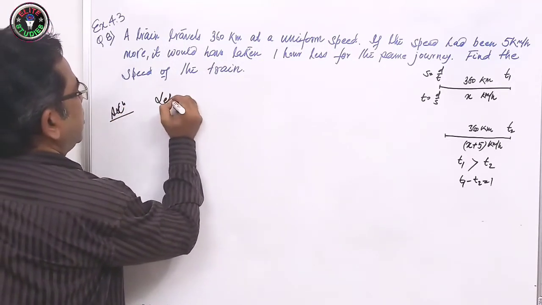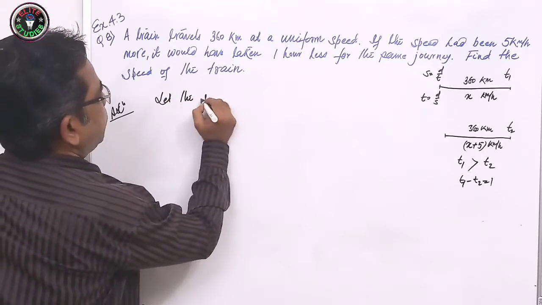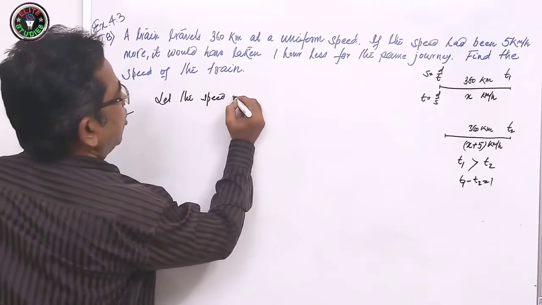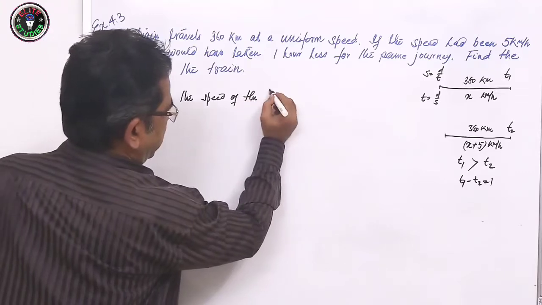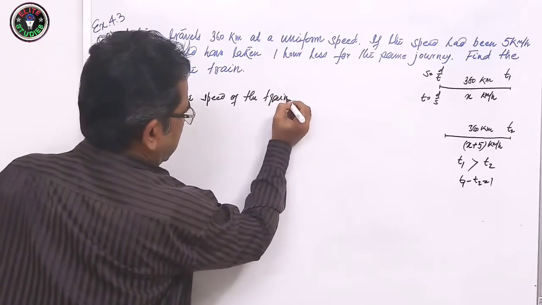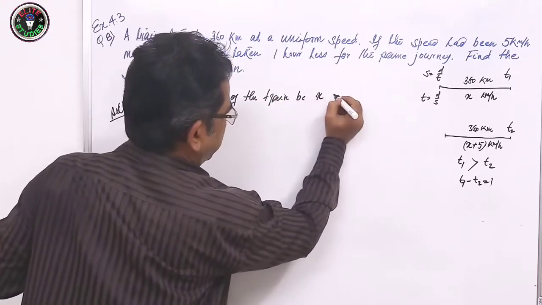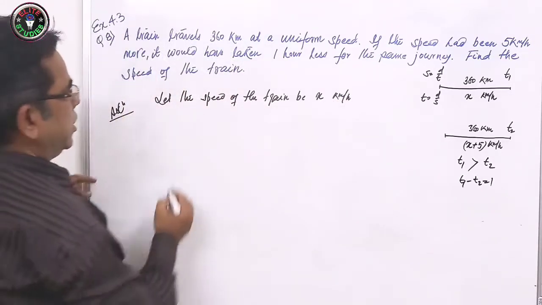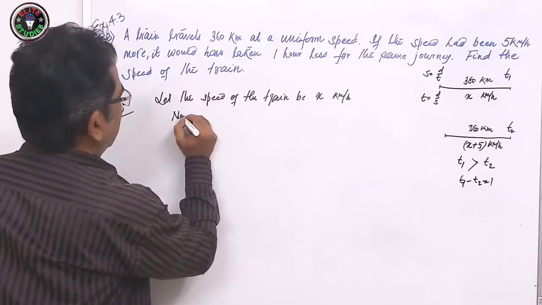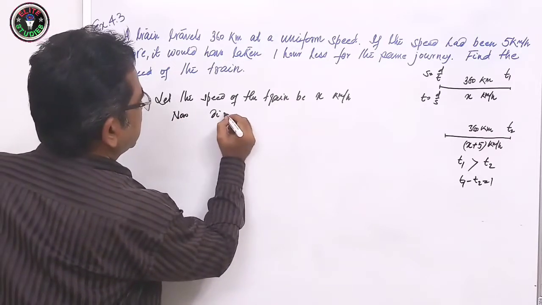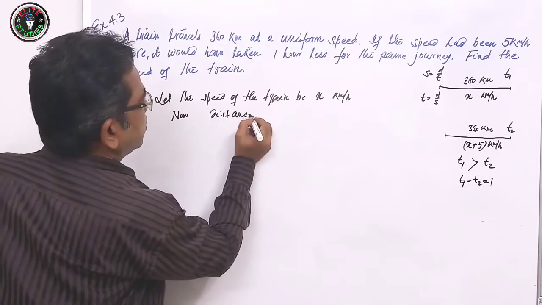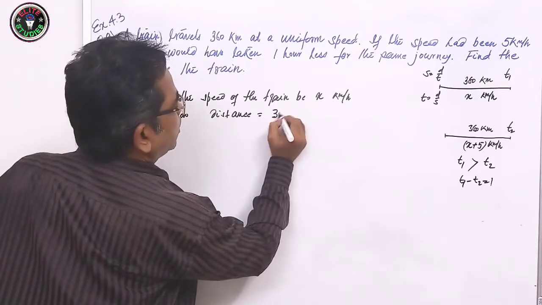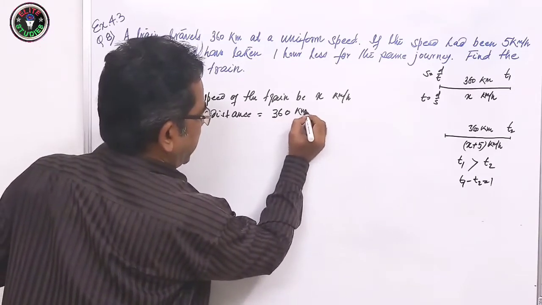Let the speed of the train be x kilometers per hour. Now, the distance is equal to 360 kilometers.